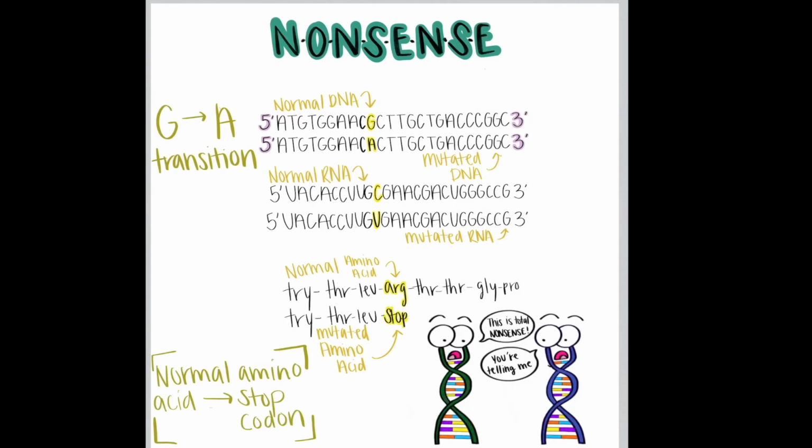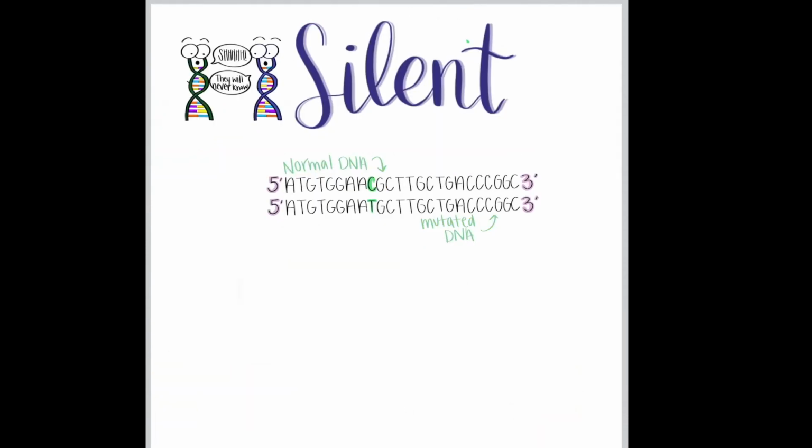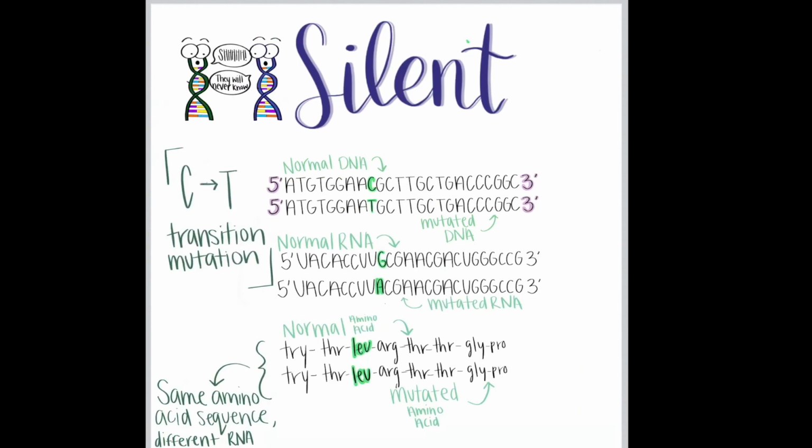Silent mutations are the next we are going to focus on. Silent mutations occur when there is a change in the DNA and RNA sequence, but there is no change in the amino acid sequence. In the example below, we can see that C is mutated for a T, making this a transition mutation. This changes the RNA sequence from UUG to UUA, but both of these code for the amino acid LEU. So there's a mutation, but no one would ever know unless they looked at the DNA.